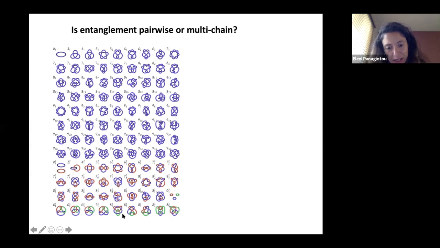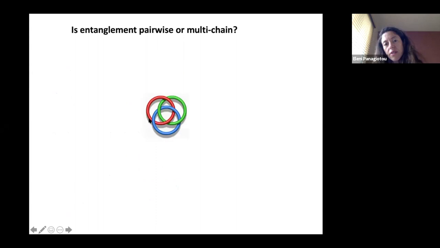And maybe another question is looking at this Borromean ring here. And if we were looking at all the pairwise linking numbers of all these pairs that we have here, they all are zero, but we cannot take one away from the other. So what should we do there?